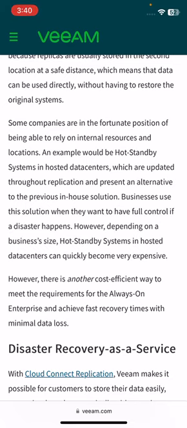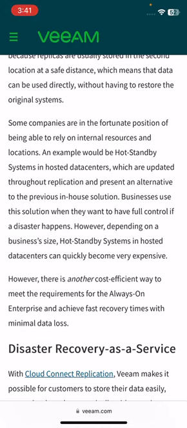Some companies are in the fortunate position of being able to rely on internal resources and locations. An example would be hot standby systems in hosted data centers, which are updated throughout with applications and present an alternative to the previous in-house solution. Businesses use this solution when they want to have full control if a disaster happens. However, depending on a business's size, hot standby systems in hosted data centers can quickly become very expensive.